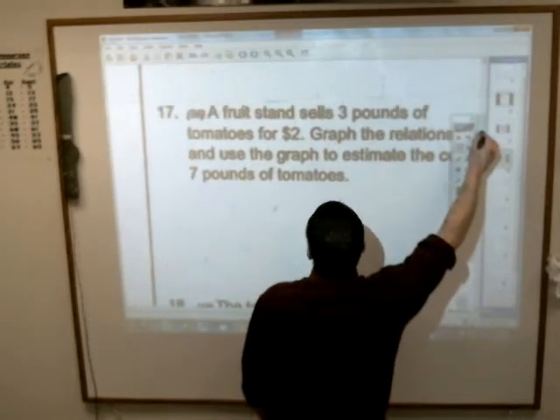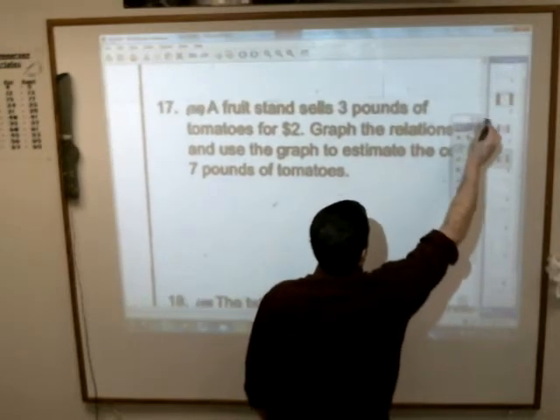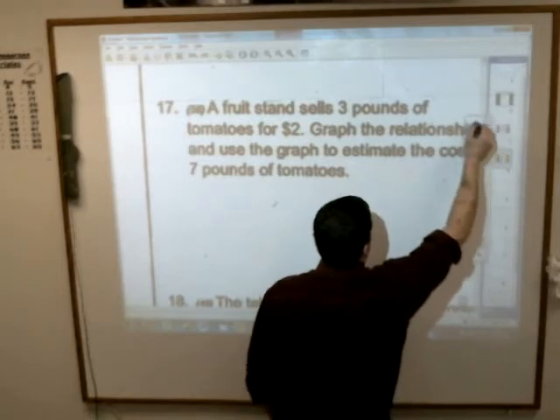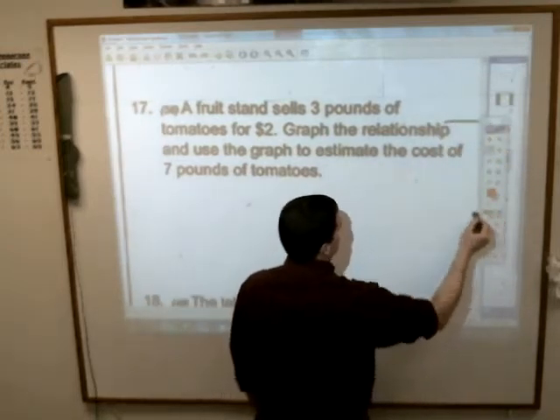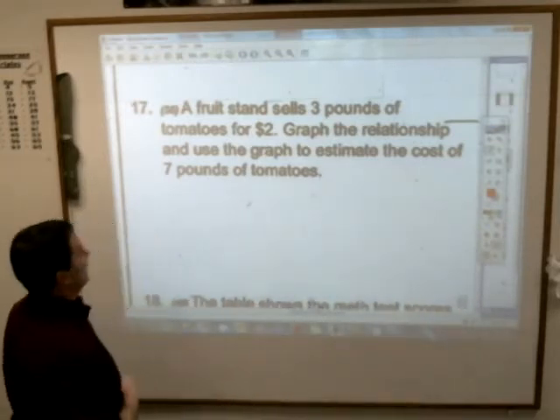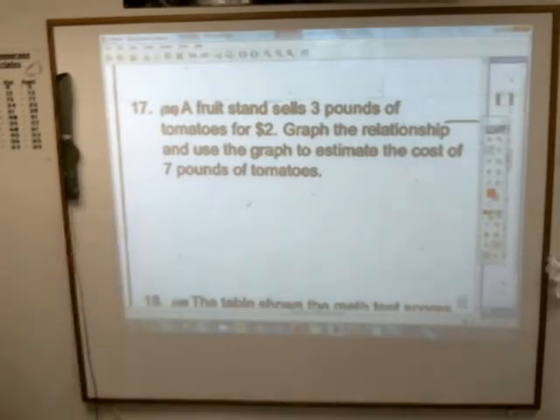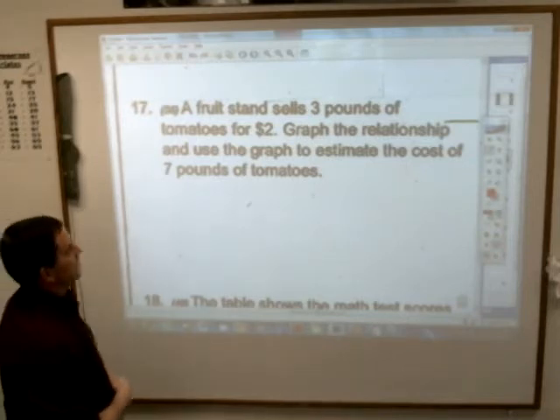Oh, 17 is a wonderful, wonderful problem. Now you only have to get close, by the way, for 17. You don't have to actually give it an answer. It says estimated here. A fruit stand sells 3 pounds of tomatoes for $2. Graph the relationship and use the graph to estimate the cost of 7 pounds.